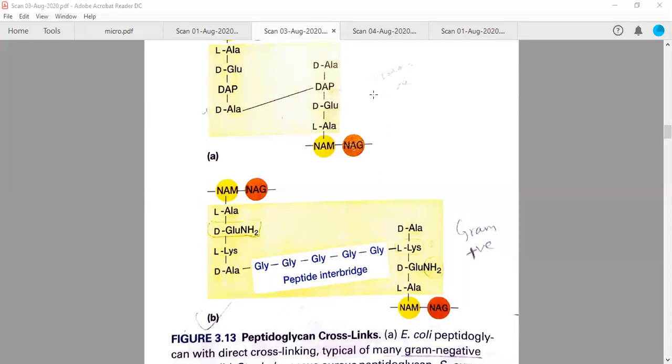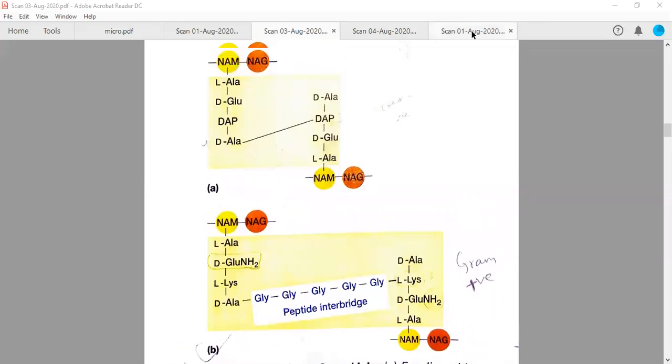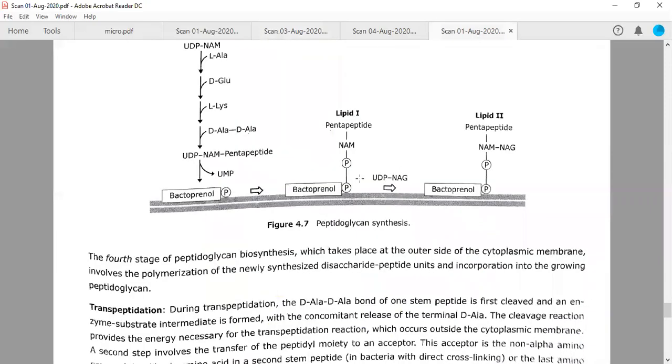If you are not able to understand it still, I will explain it again, but after the class only. Okay, so let me finish the second topic also so that we can move on.